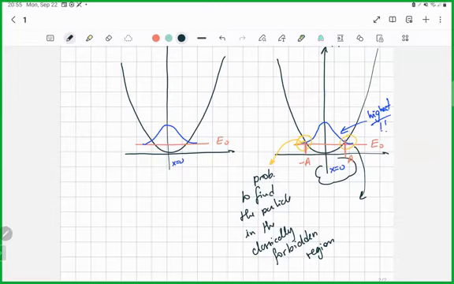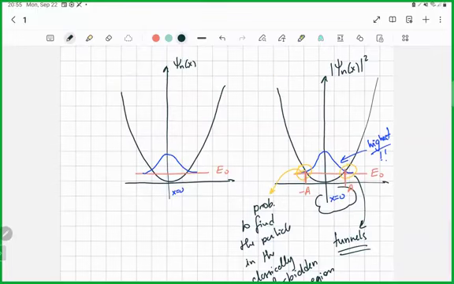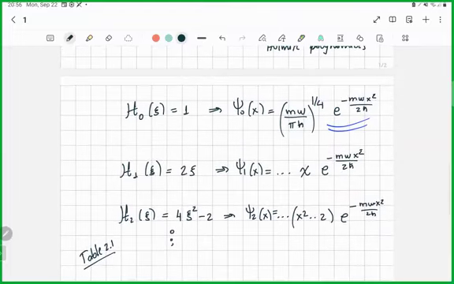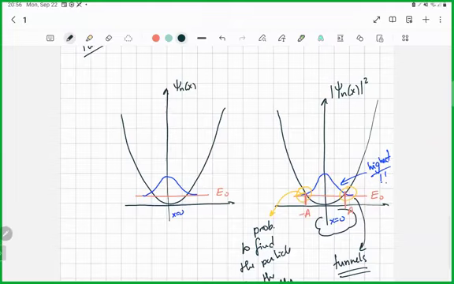So we say that when the particle goes beyond this classically allowed region, the particle tunnels. This is tunneling, a purely quantum mechanical process. Okay, let's continue with some more plots. As we go higher and higher in energy, you are going to see that we get more oscillations.